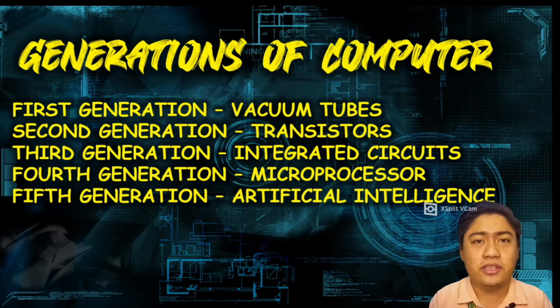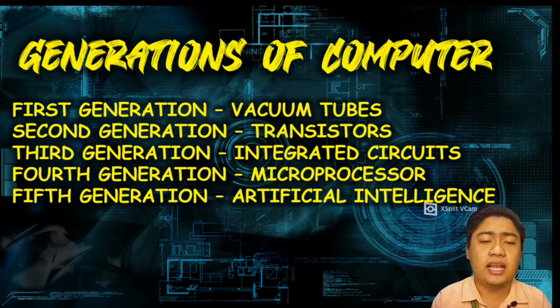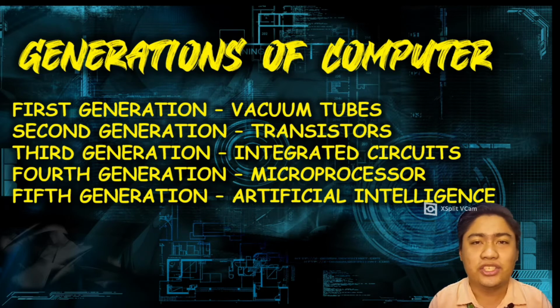So let's start first with the different generations. For the first generation, we have the vacuum tubes. For the second generation, we have the transistors. For the third generation, we have the integrated circuits. For the fourth generation, we have the microprocessor. For the fifth generation, we have artificial intelligence. We will go through each generation.